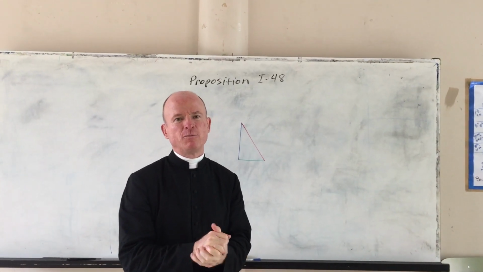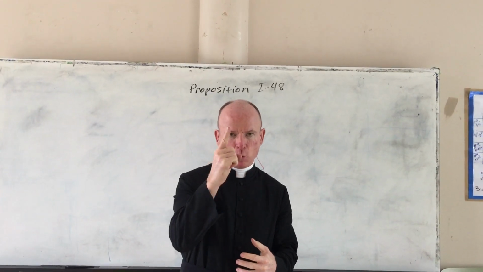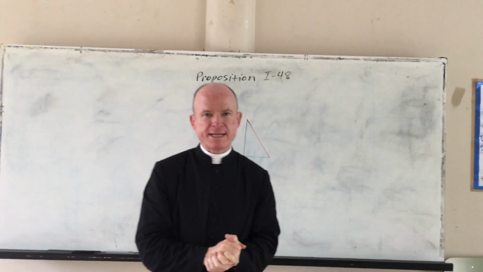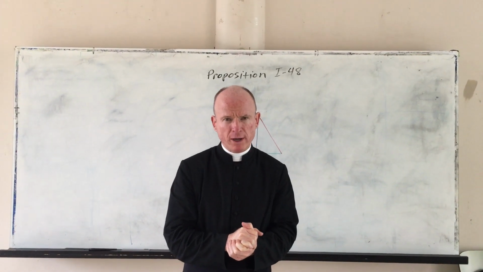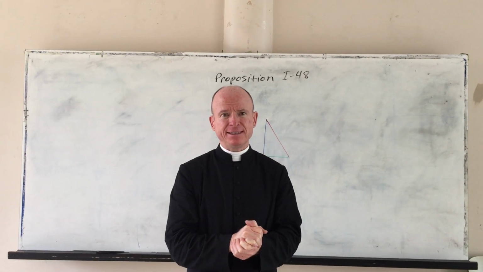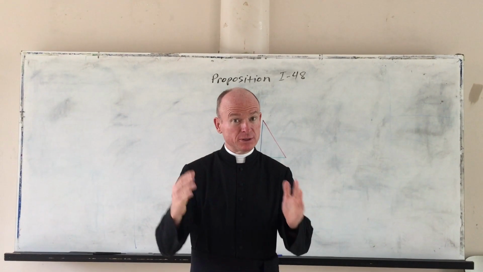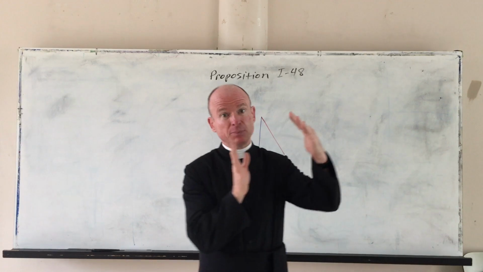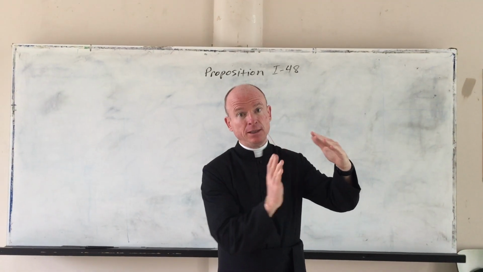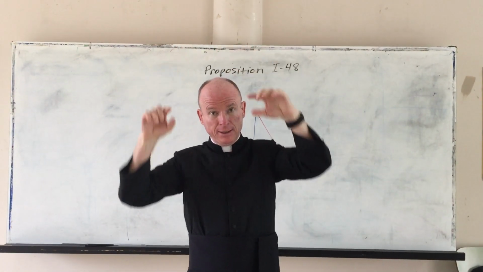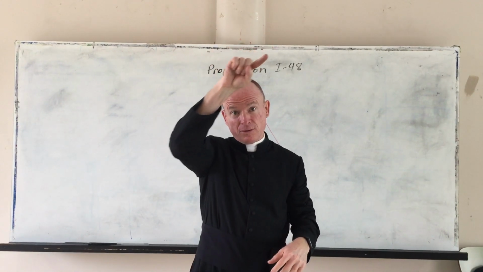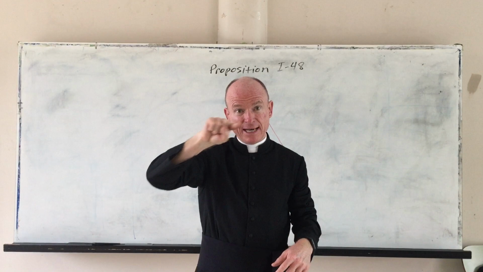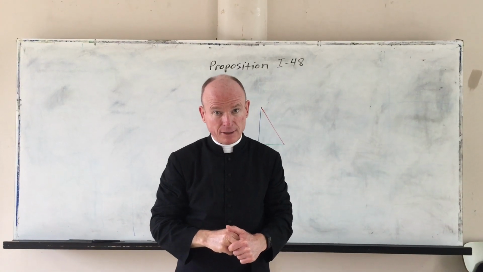Students, today we have Proposition 48, Book 1. If there be a triangle and the square on one of the sides is equal to the squares on the other two sides, the square on one line equals the squares on the other two lines added together, that line subtends a right angle in that triangle.